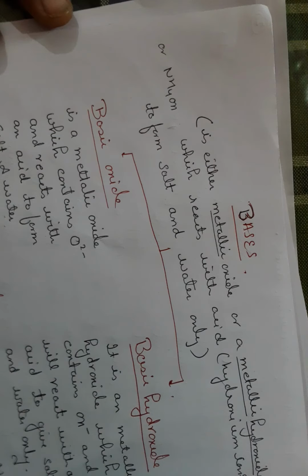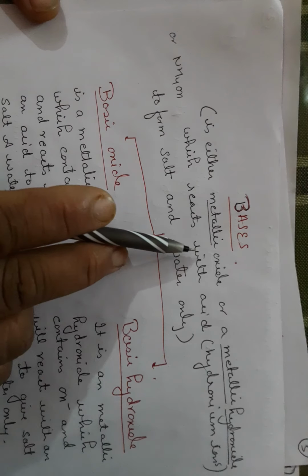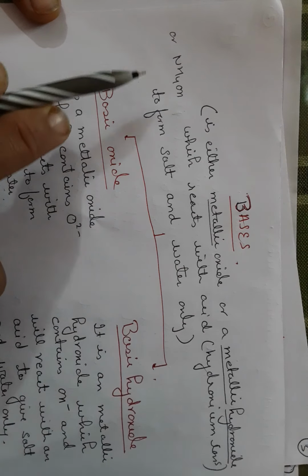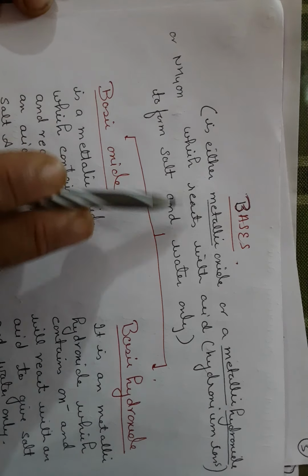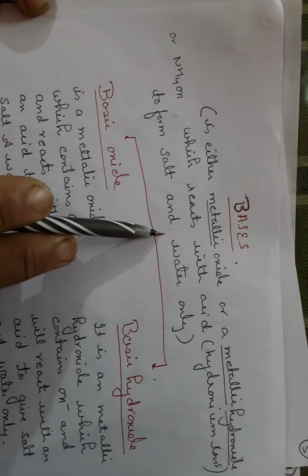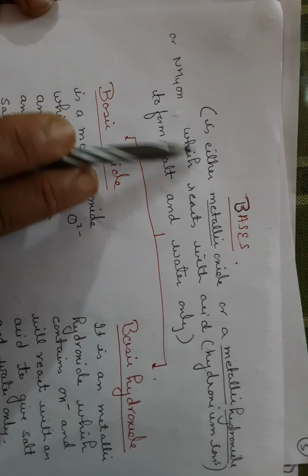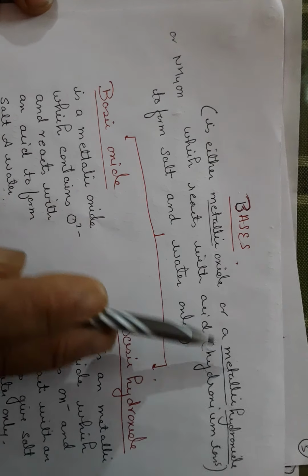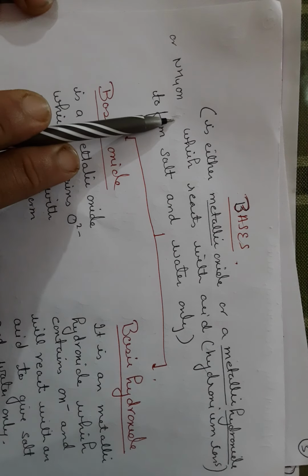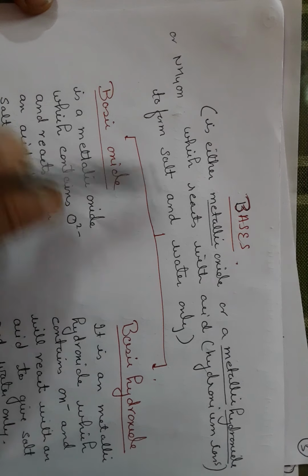Now bases. What are bases? Bases are either metallic oxide or metallic hydroxide or ammonium hydroxide which reacts with acid to form salt and water.